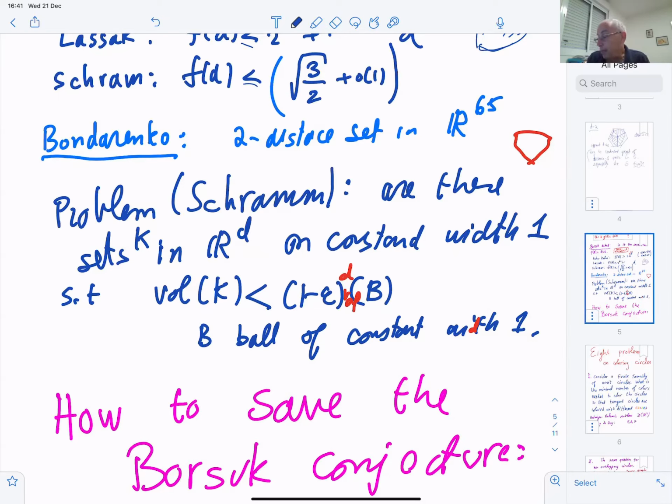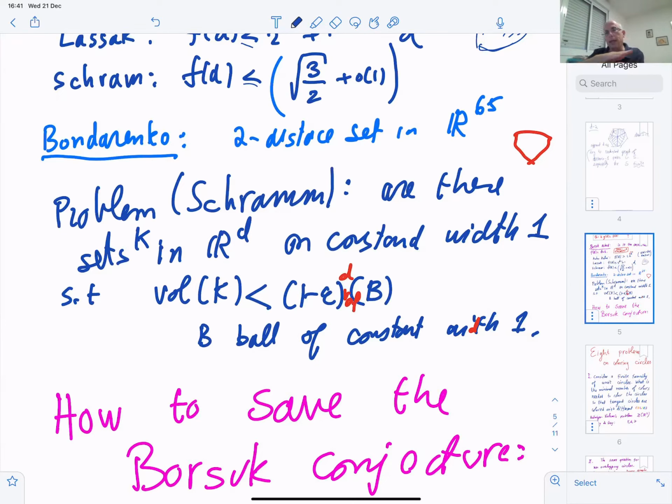It's an interesting problem on its own. Now we have Oded Schramm, who even proposed a very concrete example of an inductive construction of sets of constant width 1 in dimension D. So you have a set of constant width 1 in dimension D. You can do a very simple trick to build a set of constant width 1 in dimension D plus 1.